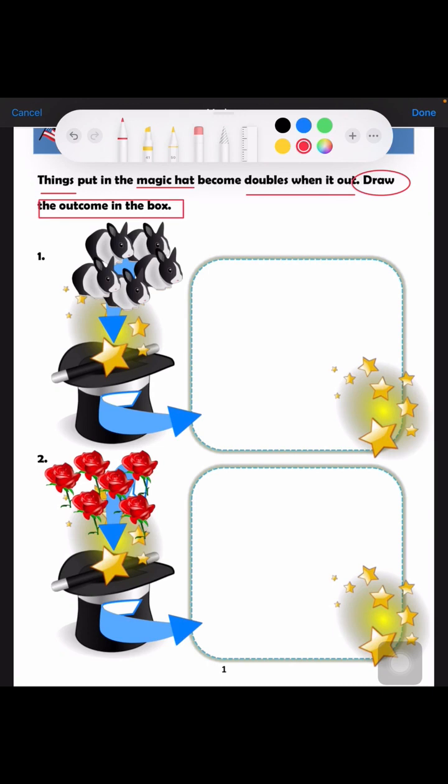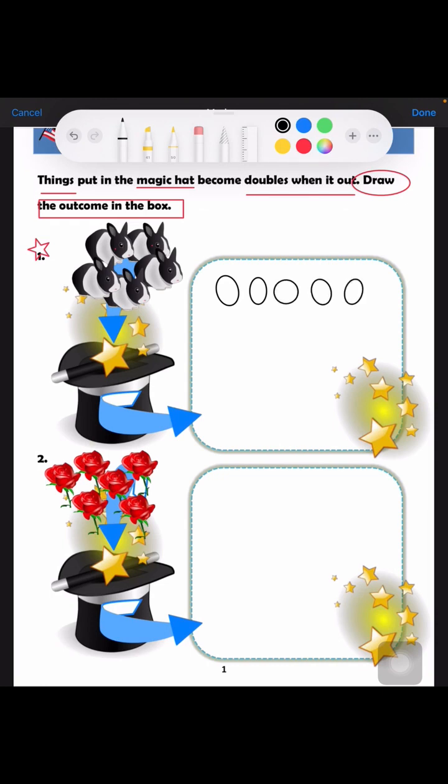Take a look at question 1. The magician is putting some rabbits into the magic hat. How many rabbits are there? 1, 2, 3, 4, 5. 5 rabbits. So we draw 5 circles to represent 5 rabbits.